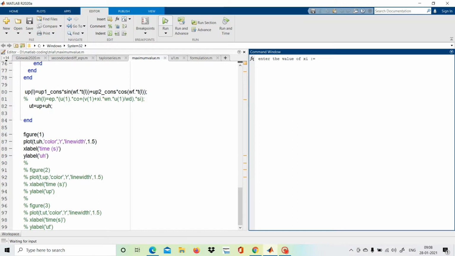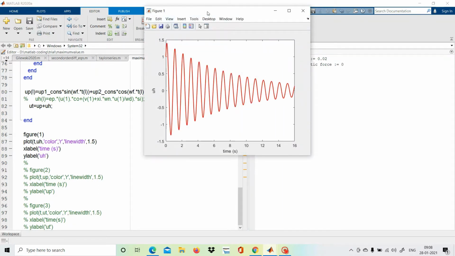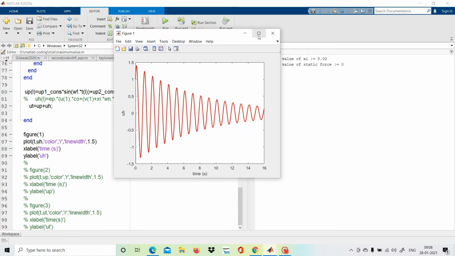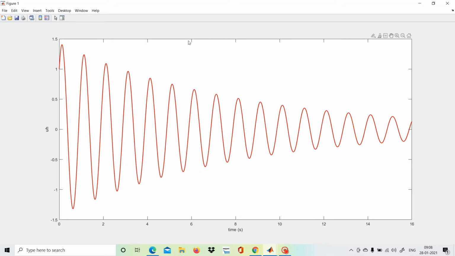We are interested in the first case right now, so we will put 0.02, which is less than 1 and greater than 0. The static force is 0, so therefore we will see this is the case for underdamped vibrations. We can see that with duration it is getting diminished. Okay, so it is our underdamped case.